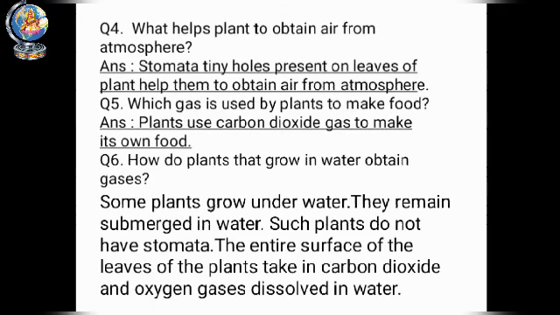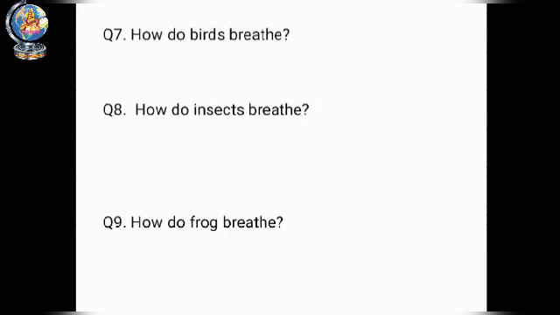How do plants that grow in water obtain gases? Some plants grow underwater. They remain submerged in water. Such plants do not have stomata. The entire surface of the leaves of the plant takes in carbon dioxide and oxygen gases dissolved in water, right? So they get the dissolved carbon dioxide and oxygen which is in the water.